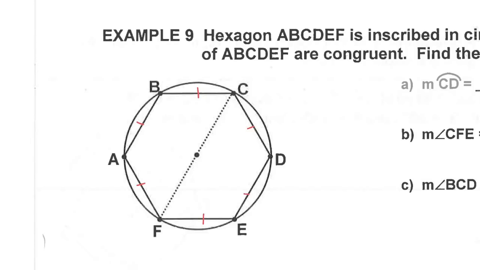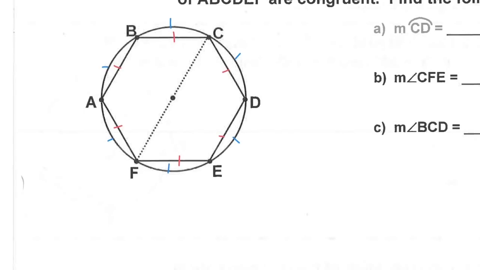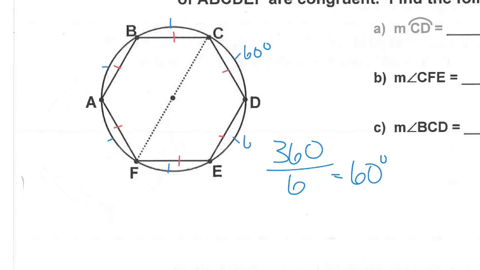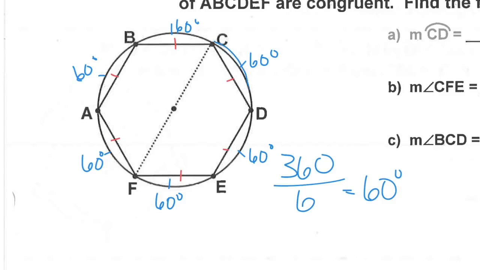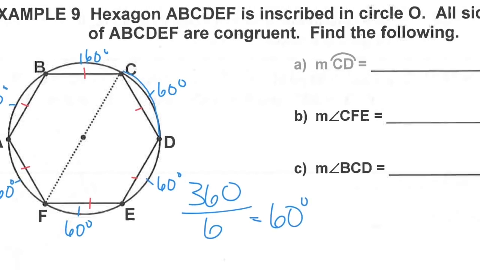And if all those are congruent, that means all the arcs are congruent. I know there's 360 degrees around a circle. I know there's 6 sides there, so if I do some division, I know each arc is 60 degrees. So now I can answer the questions. First, arc CD. This arc right here, that's a pretty easy one. We actually have it listed out there, 60 degrees.